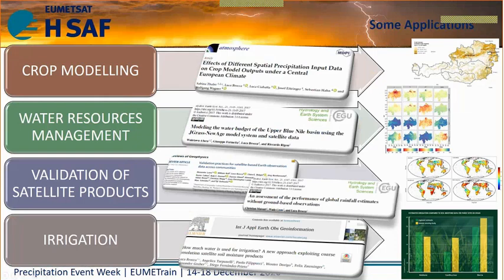We are involved, and we were involved also in other applications related to the use of SSM-Terrain rainfall products. We use this data for instance for crop modeling, for water resource management, and for validation of other satellite products, and for irrigation estimation. So the use of SSM-Terrain can really expand to big fields of interest.